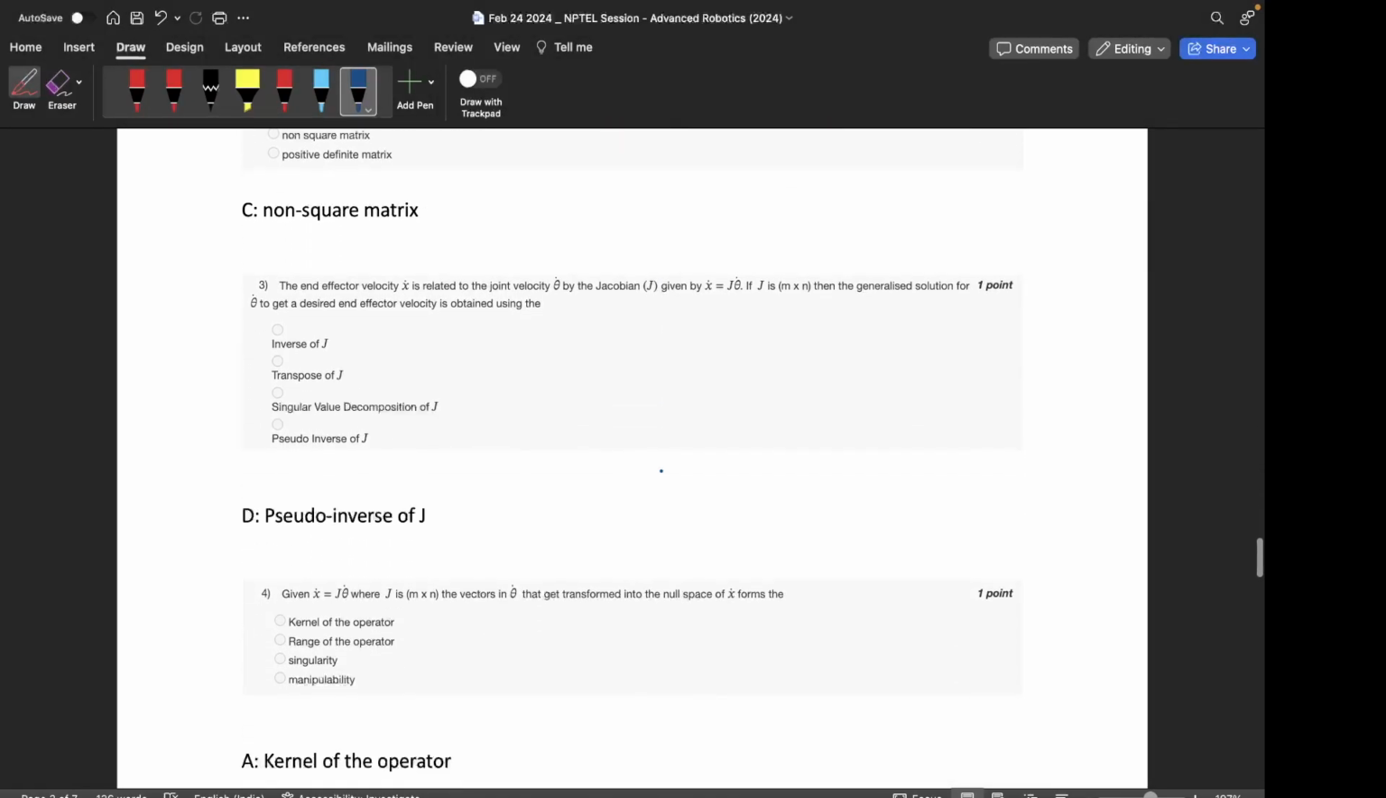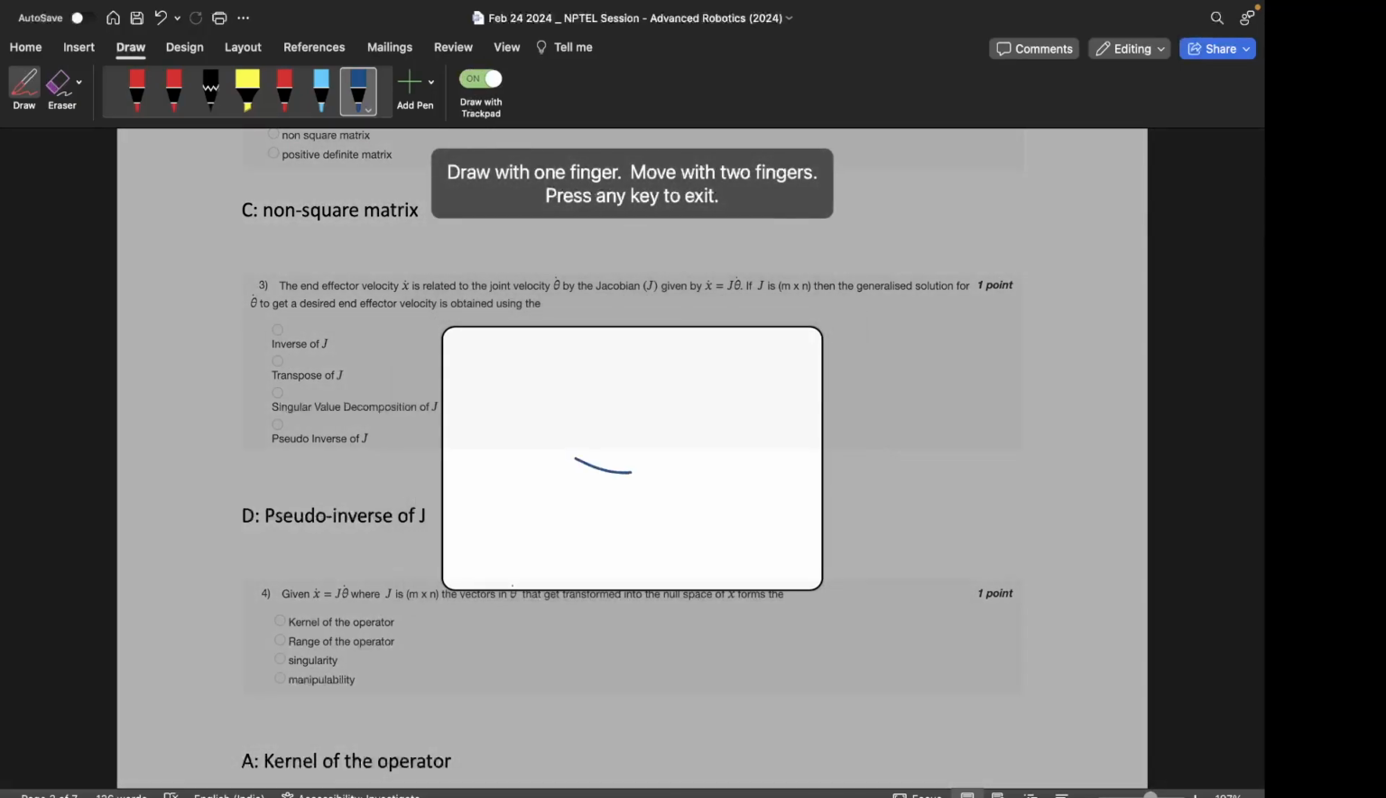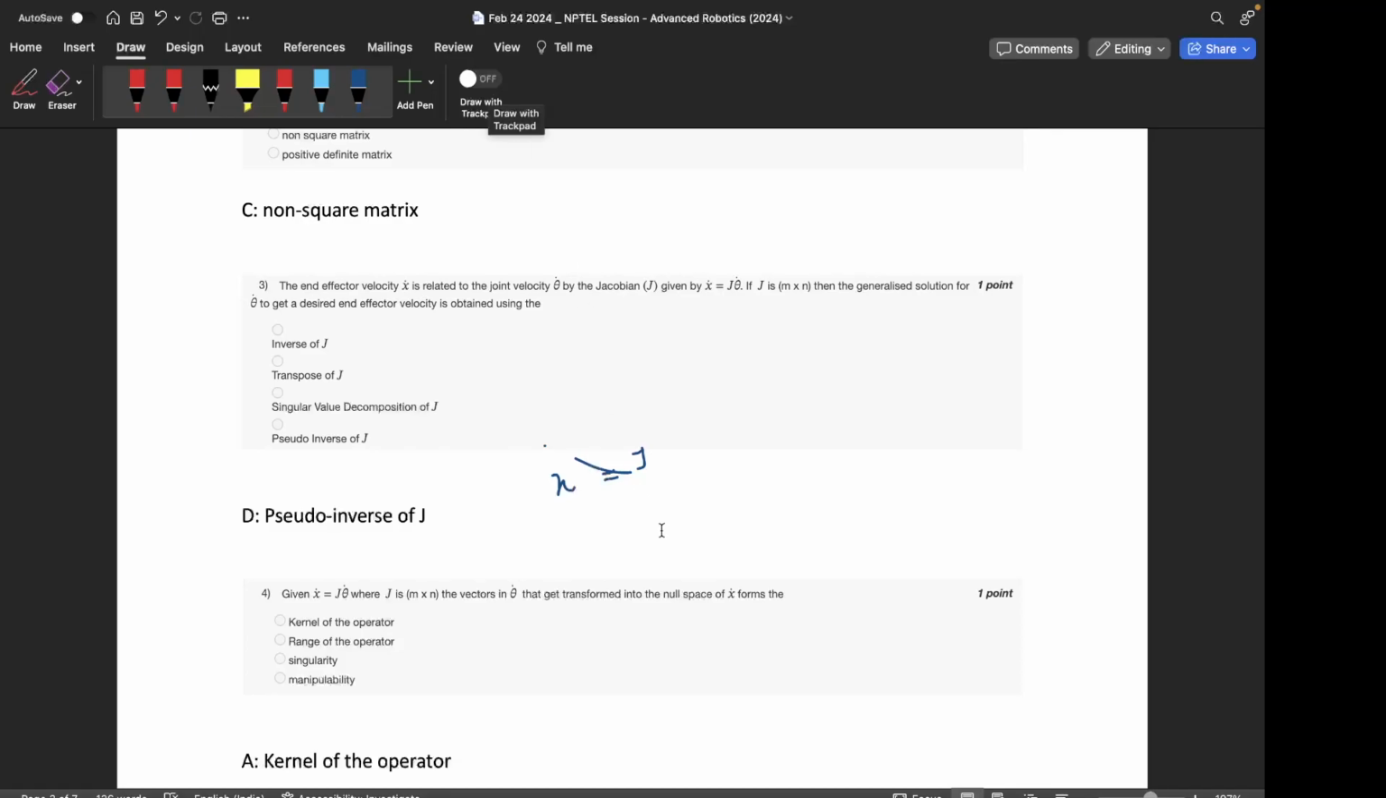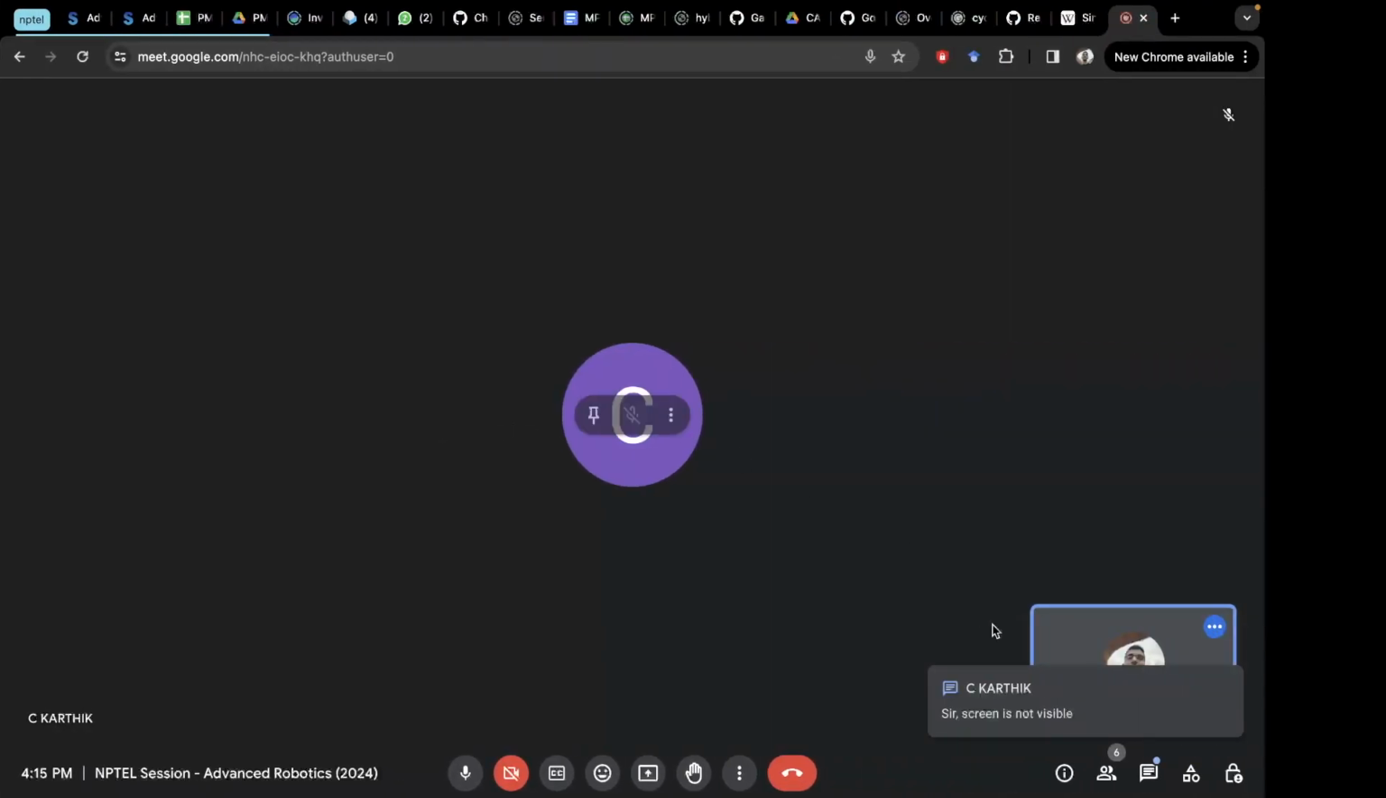Okay. So the third question I was going through when you pointed out the audio quality. This is again the very similar thing which we have seen repeatedly now, that if x dot is J theta dot, then basically theta dot is equal to J inverse x dot.